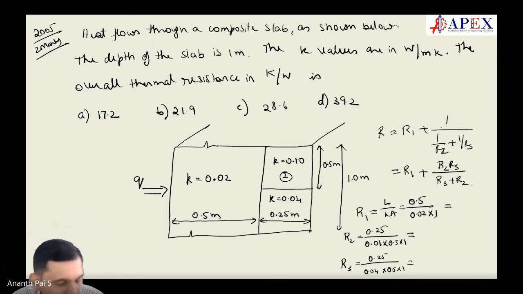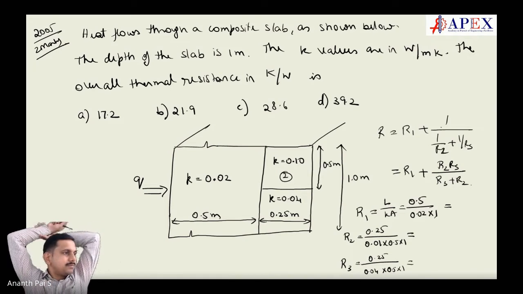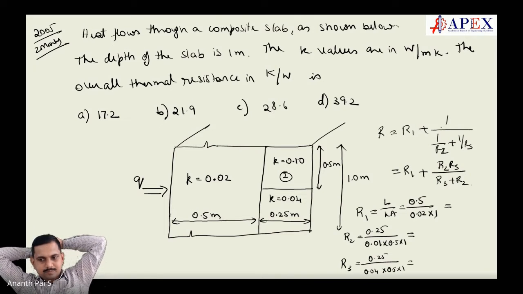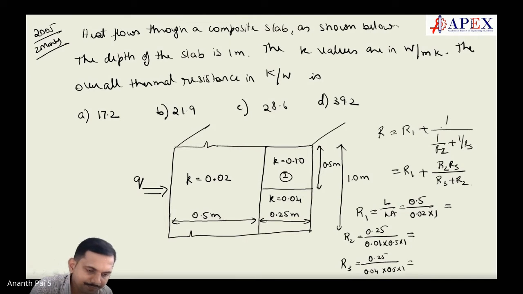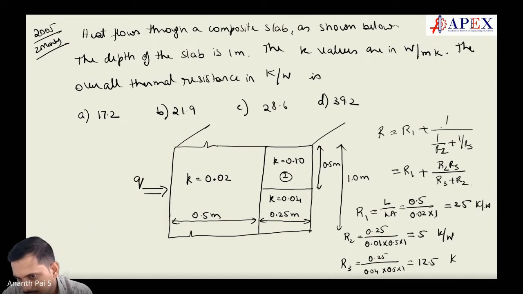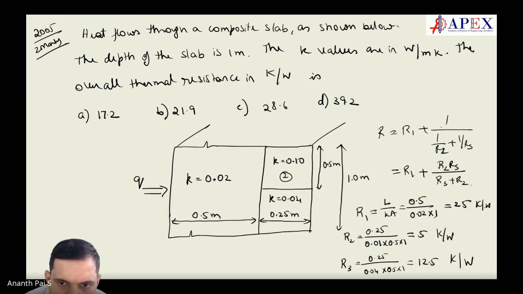R2 and R3 are not the same, I'm sorry. The area is the same, but the K is different. It is a simple substitution. So you get R1 as 25, R2 as 5, R3 as 12.5, in Kelvin per watt. The answer you get is 28.6.